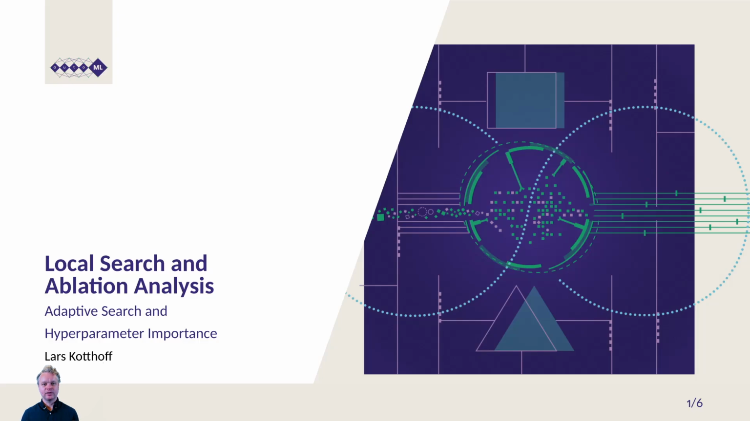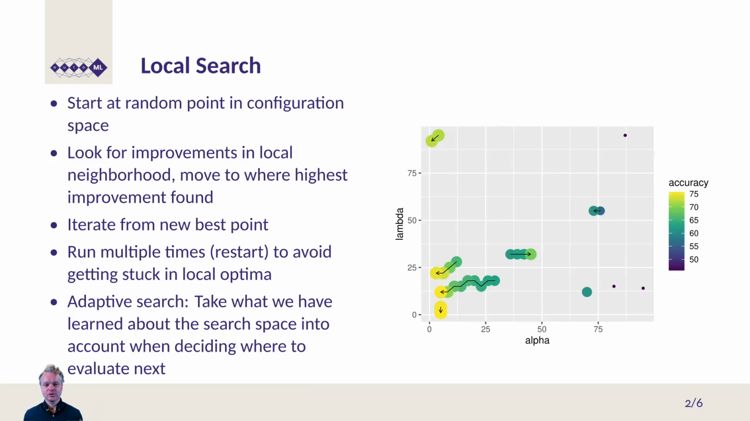I'm Lars Kotthoff, and in this video we will talk about local search, a more intelligent hyperparameter optimization method, and related to that, ablation analysis, which allows us to get an idea of how important individual hyperparameter changes are with respect to performance. So the idea behind local search is very simple.